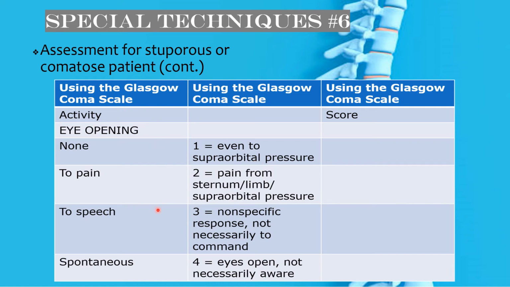Here, a numeric value is assigned to three different components: eye opening, motor response, and verbal response. Each area receives a score, and all the scores are then added together. So lalagyan mo ng score dito to determine the level of brain function. For eye opening, none, the score is 1. Nagre-respond siya to pain, the score is 2. To speech, 3. For spontaneous, 4, meaning the eyes open and not necessarily aware.